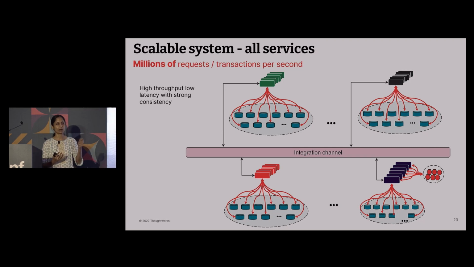I just add one column to my customer table. That column needs to be added to all of these databases, not just one. So any time a database change happens, it has to happen everywhere, because each database is unaware of the other databases, right?